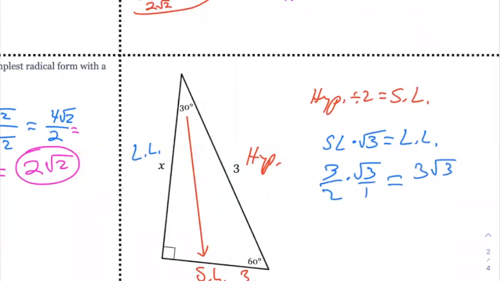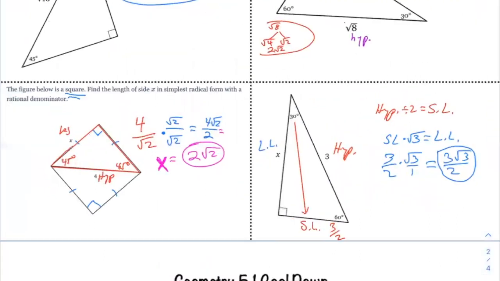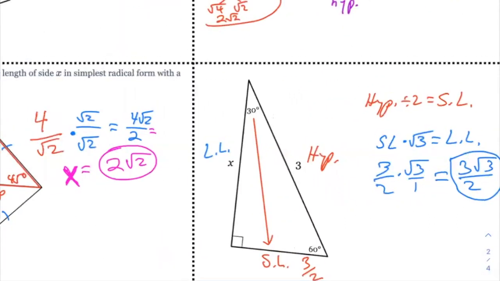Okay? There's like an invisible 1 there. 2 times 1 is 2. Okay? So my answer is 3 root 3 over 2. That is as difficult as you're going to get in this section if they don't give you the short leg. Okay, because you have to find the short leg first. All right, and that's why I think that's the most difficult part.